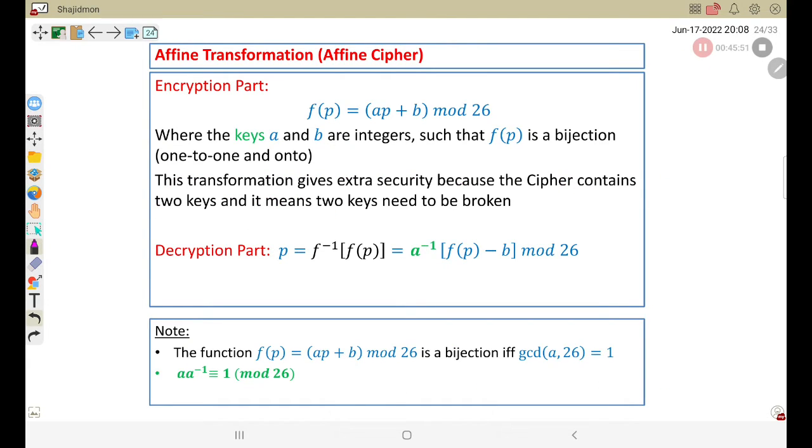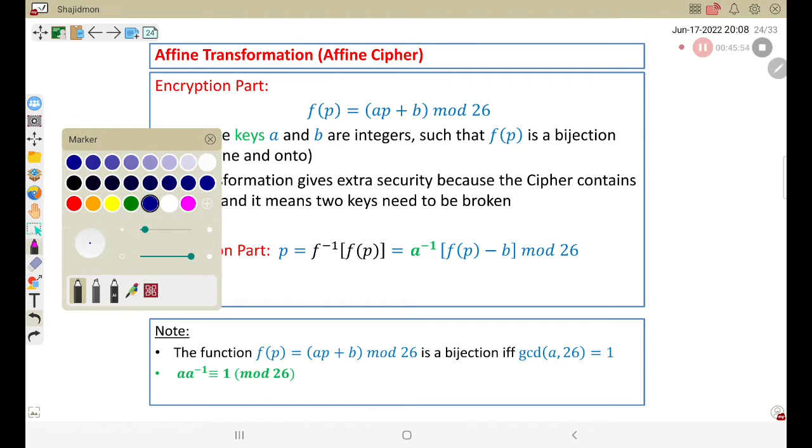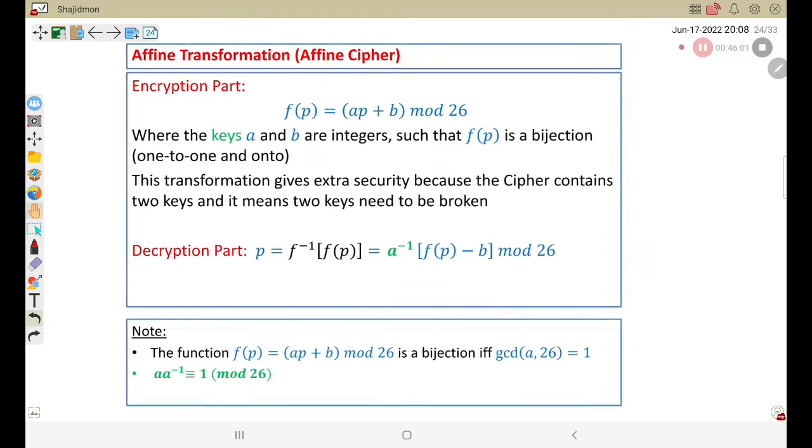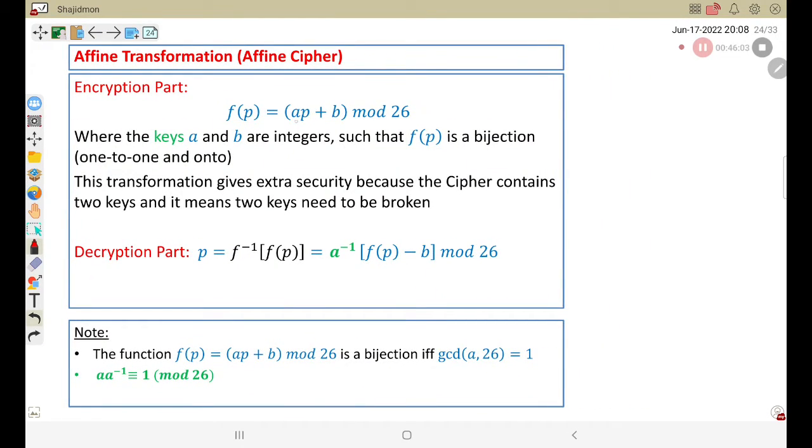So how to define that one? You can see affine transformation or affine cipher. For the encryption part, f of p equals A multiply p plus b mod 26, okay? I am not going into more detail about the theory. This A number is the first key, key number 1, and B number is key number 2, the second key. So how many keys? Two keys. P means, you know that one, the plain text number, correct?